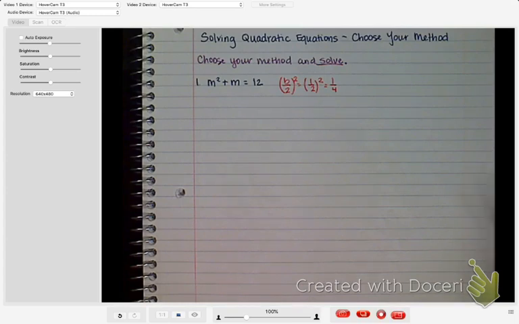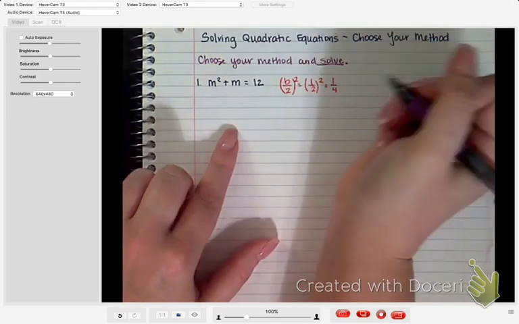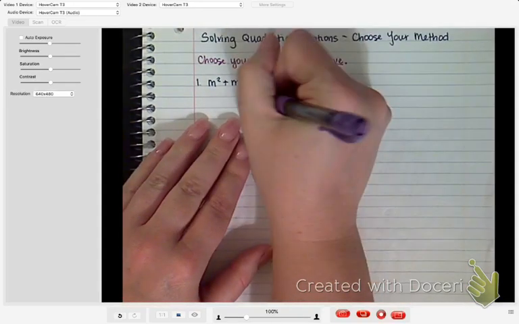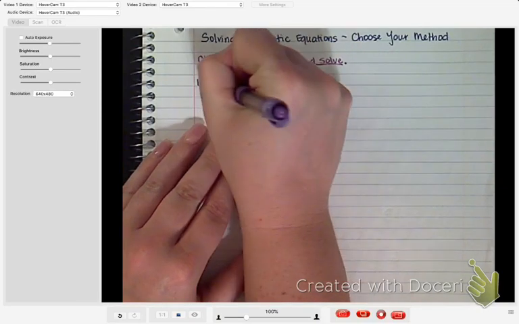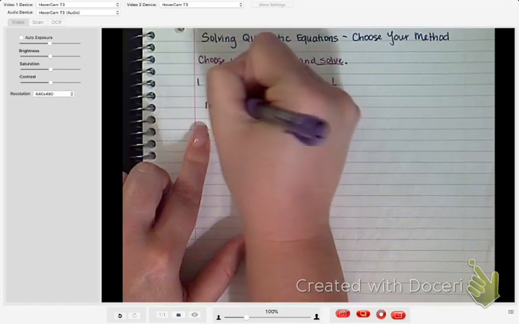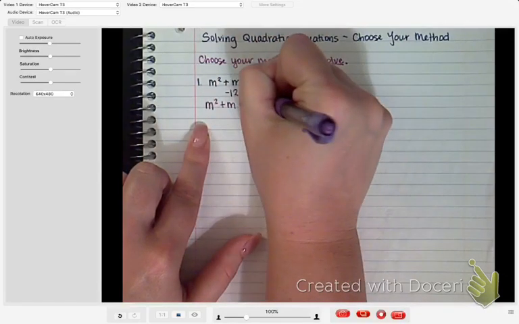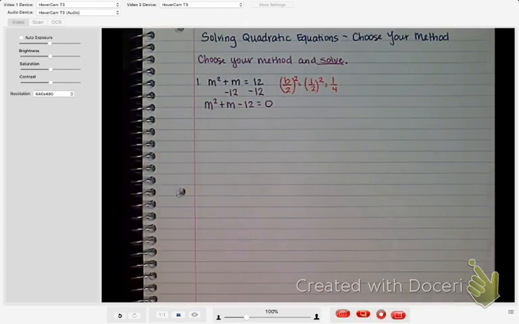I, however, am going to rewrite it in standard form and see if something else pops out at me. So I'm going to subtract 12 from both sides, giving me m squared plus m minus 12 equals 0. So now I'm in standard form. I can either factor or I can use the quadratic formula. Personally, I'm going to stay away from the quadratic formula unless nothing else looks like it's going to work out nicely. So I'm going to try to factor.